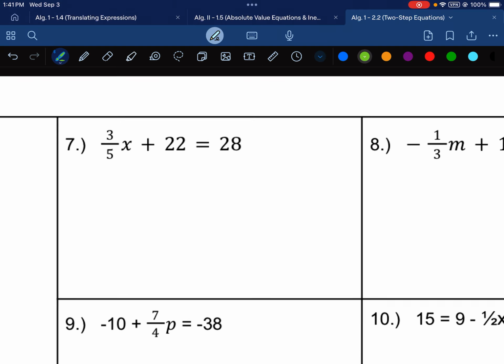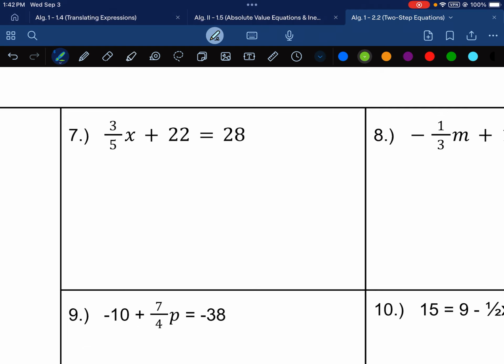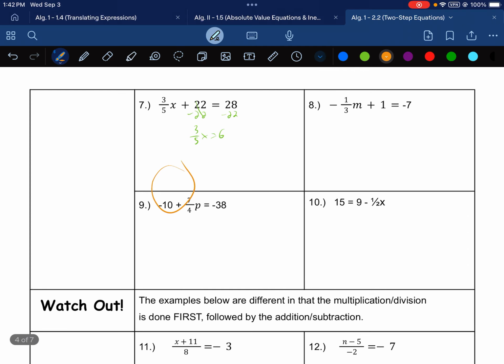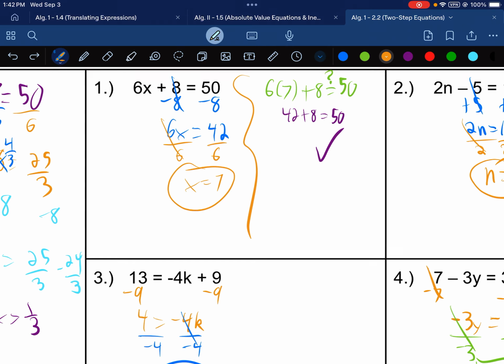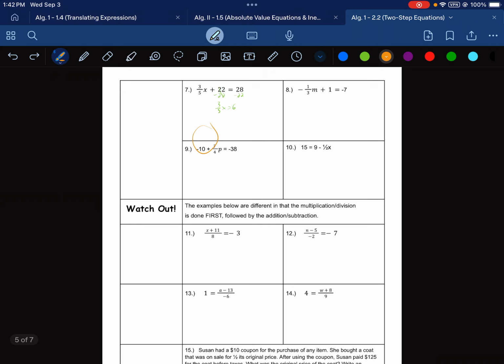Moving on to our next page for example 7. 3 over 5x plus 22 equals 28. So undo the multiplication and addition. The addition comes first by subtracting 22. 3/5 x equals 6. Now to undo the fraction multiplying with the variable, as my iPad once again decides to wig out on me and then move me back to the previous page for some reason.